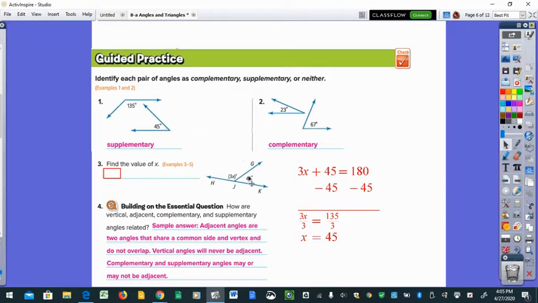However, these two angles, HJG and GJK, are adjacent and supplementary. They share a common side. They add up to the straight angle. They're both.